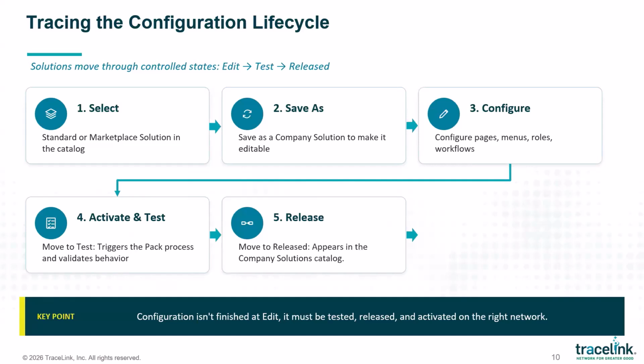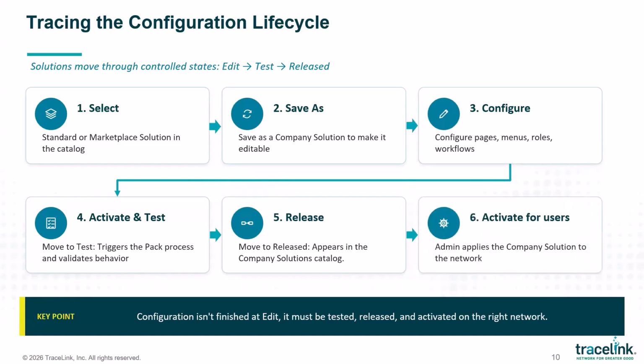Step 5, release. Moving it to release publishes it. Once the pack process finishes, it appears on the company solutions search page under the catalog side menu. And step 6, activate. A system administrator uses Opus administration to apply that company solution to a specific network. They edit the network, set the standard solution switch to no, choose the company solution, and save.